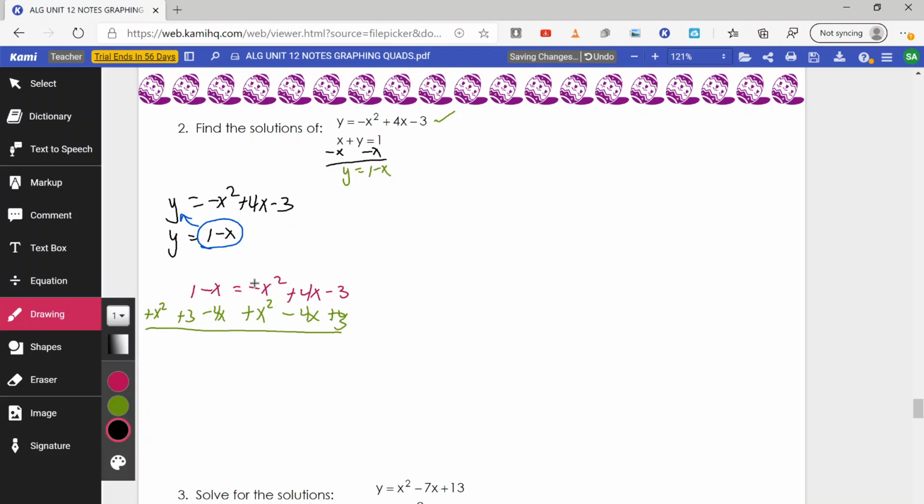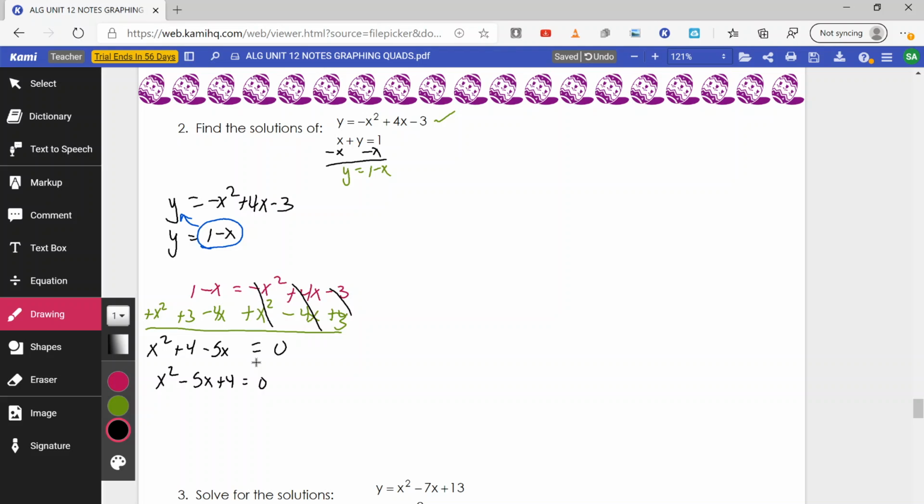So everything on this side is going to cancel out, so I'm left with 0. On this side, we have x squared. 1 plus 3 gives me 4. And negative x minus 4x gives me minus 5x. What I'm going to do is rearrange it so it's in order. So I'm going to swap the 4 and the minus 5x. So x squared minus 5x plus 4 equals 0. So now we're in the standard form, ax squared plus bx plus c equals 0.